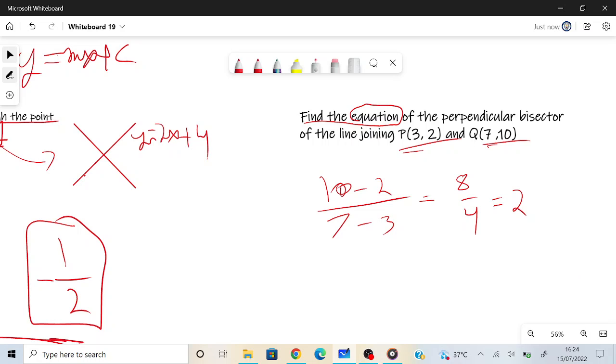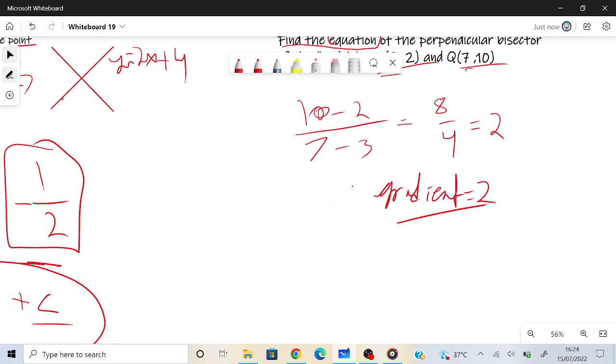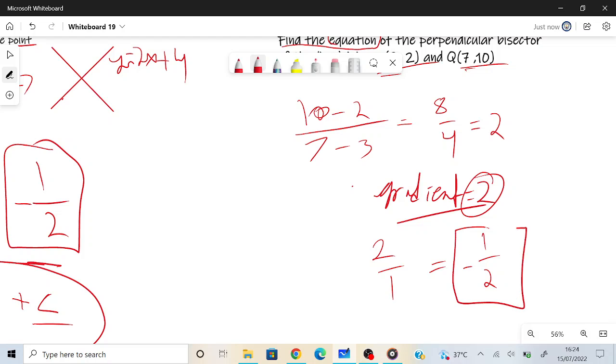So I know that the gradient is 2. Now that we have the gradient of this line, we know that the gradient of the perpendicular bisector would be the reciprocal of 2, the reciprocal and the opposite sign. So 2 over 1, reciprocal would be 1 over 2, and change of sign would make it minus, so minus 1 over 2. So that is the gradient of the perpendicular.